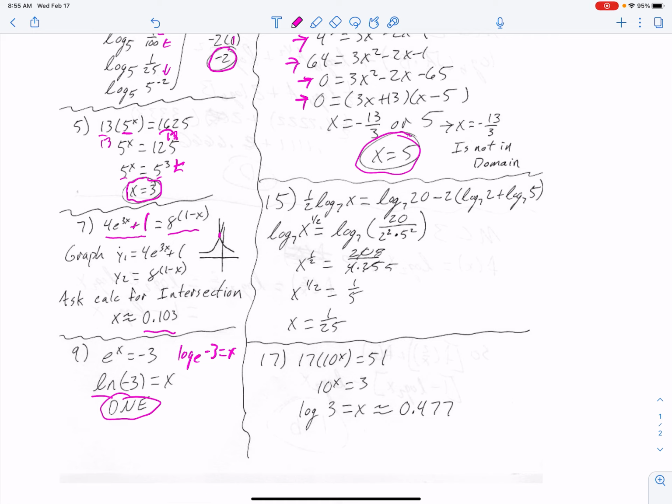15, we're going to follow a very similar process. I'm going to move my 1/2 to become the exponent of x. I'm going to change this subtraction of logarithms into division. If I distribute this 2, it would then become the exponent of the 2 and the 5, and I know addition becomes multiplication. I can multiply everything out, reduce my fraction, and my fraction is going to reduce to 1/5. And since it's x to the 1/2, I know that I can square both sides to solve for x.